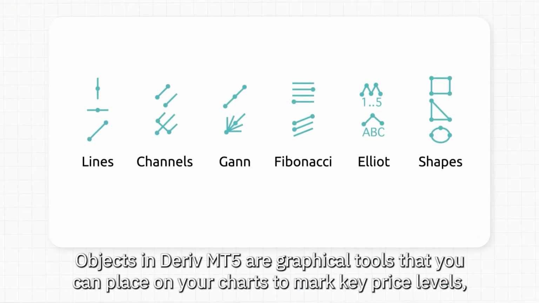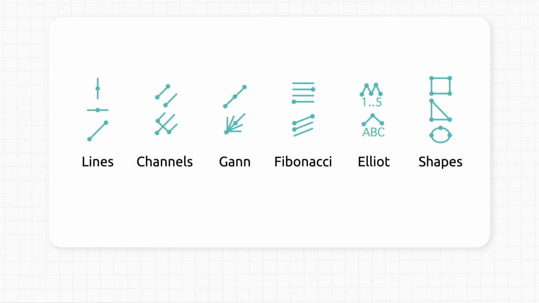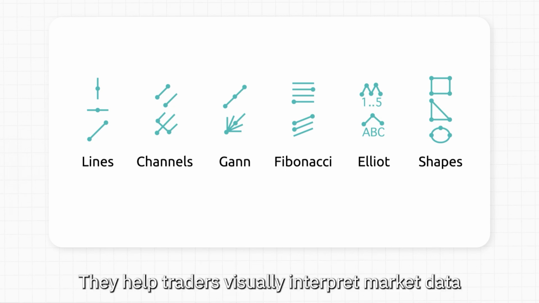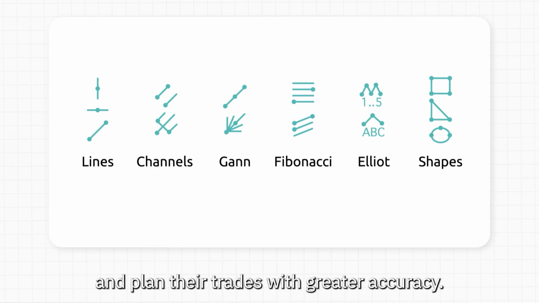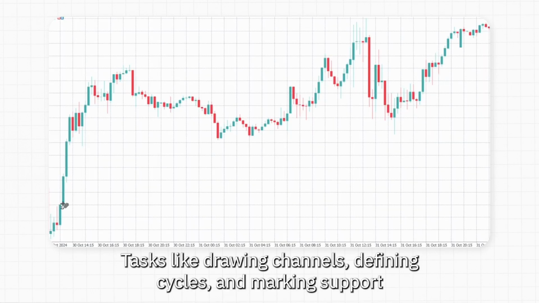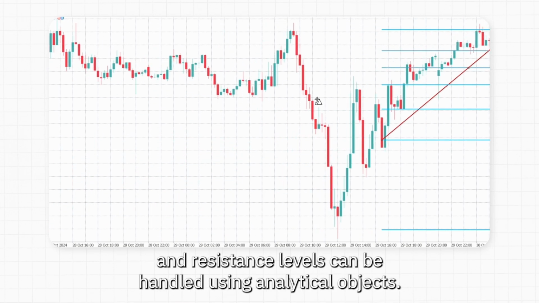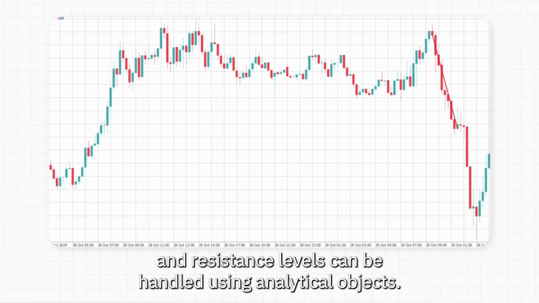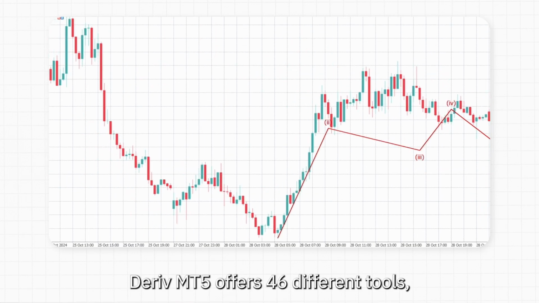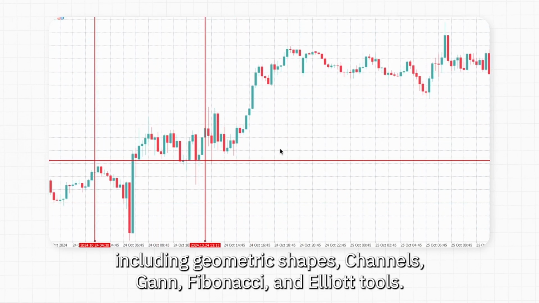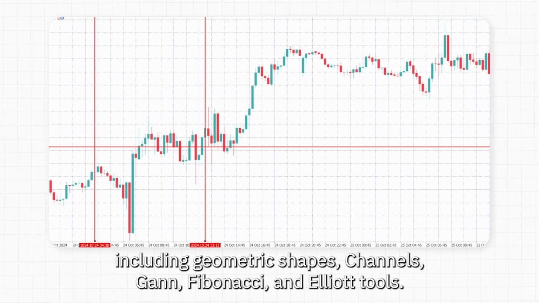Objects in Deriv MT5 are graphical tools that you can place on your charts to mark key price levels, identify trends, and annotate important information. They help traders visually interpret market data and plan their trades with greater accuracy. Tasks like drawing channels, defining cycles, and marking support and resistance levels can be handled using analytical objects. Deriv MT5 offers 46 different tools, including geometric shapes, channels, Gann, Fibonacci, and Elliott tools.